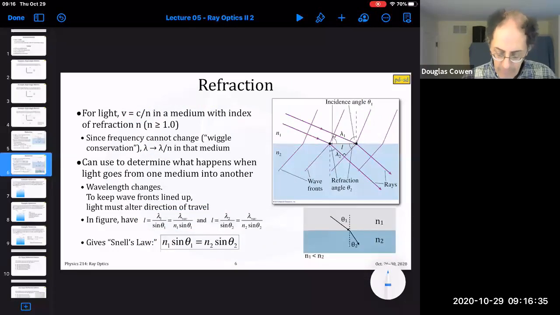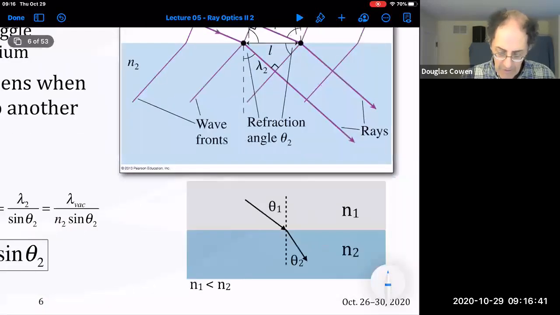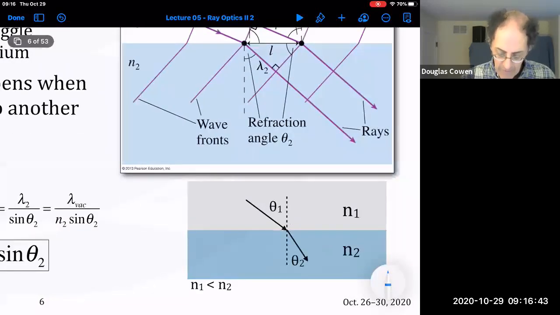Okay, so here's a picture that maybe illustrates that a little clearer. Here's the incident angle theta 1, and here's the refracted angle theta 2. You can see that theta 1 is larger than theta 2, which is what I was trying to say before. The refracted ray moves closer to the normal than its angle in the medium n1, provided that n1 is less than n2.